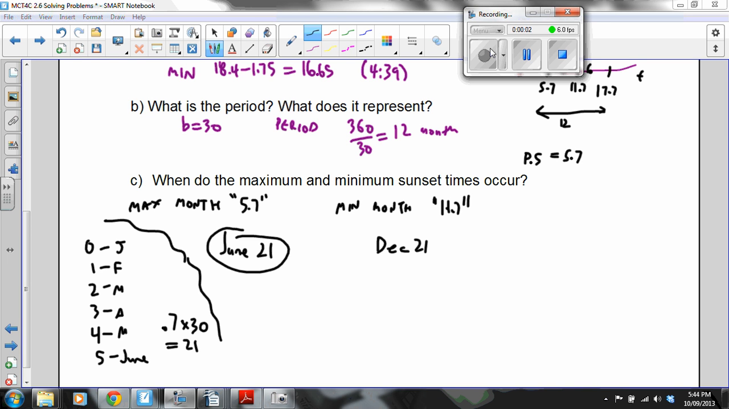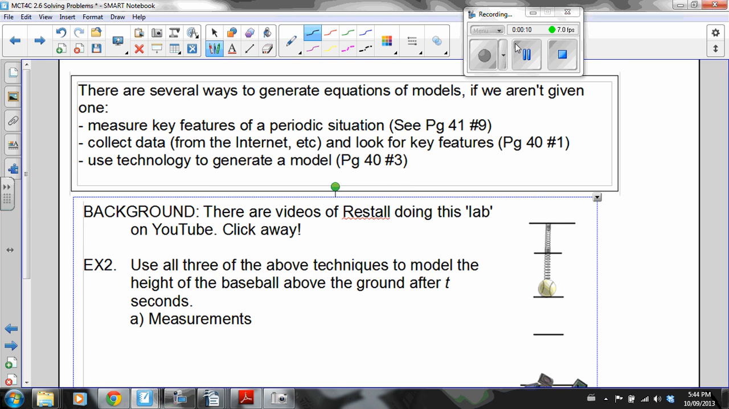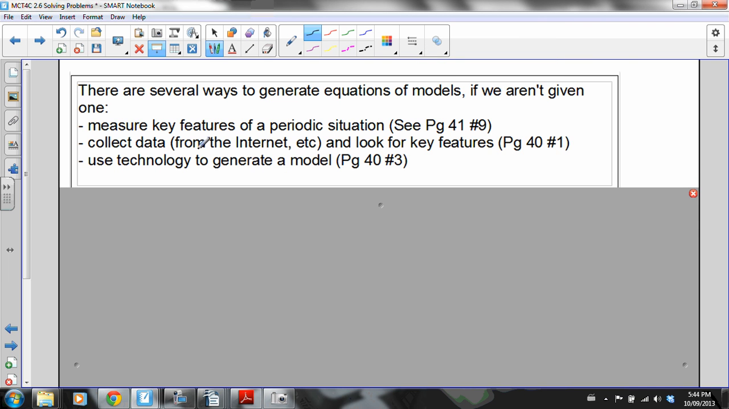All right, we're back for part 2 of day 16, solving problems involving trig functions. So the idea here, before we get to our example, there are several ways to generate equations of models if we weren't given one. So we have some sort of situation that's periodic.